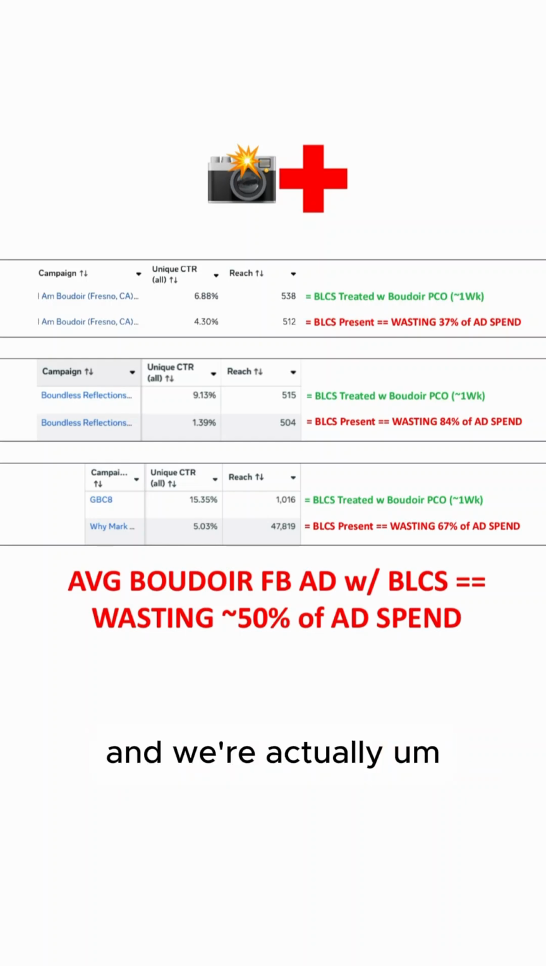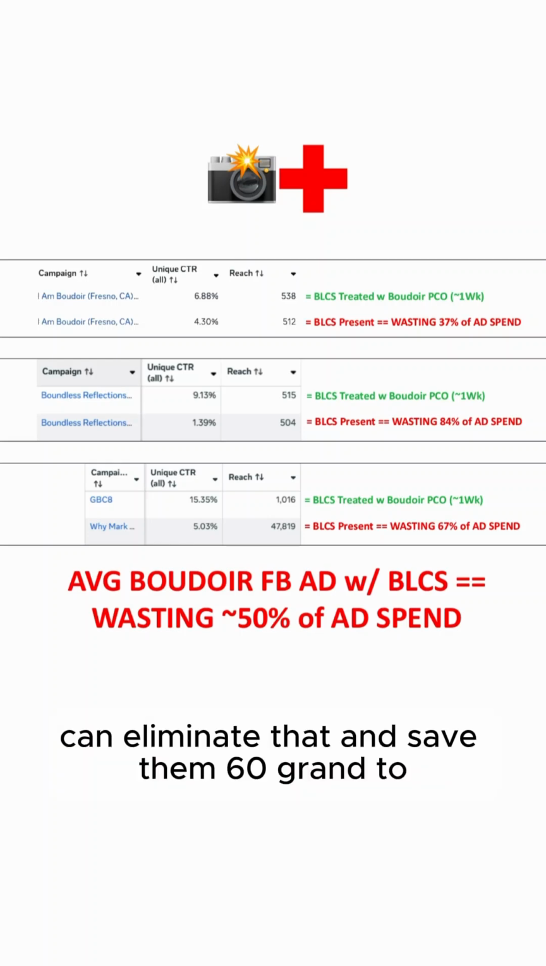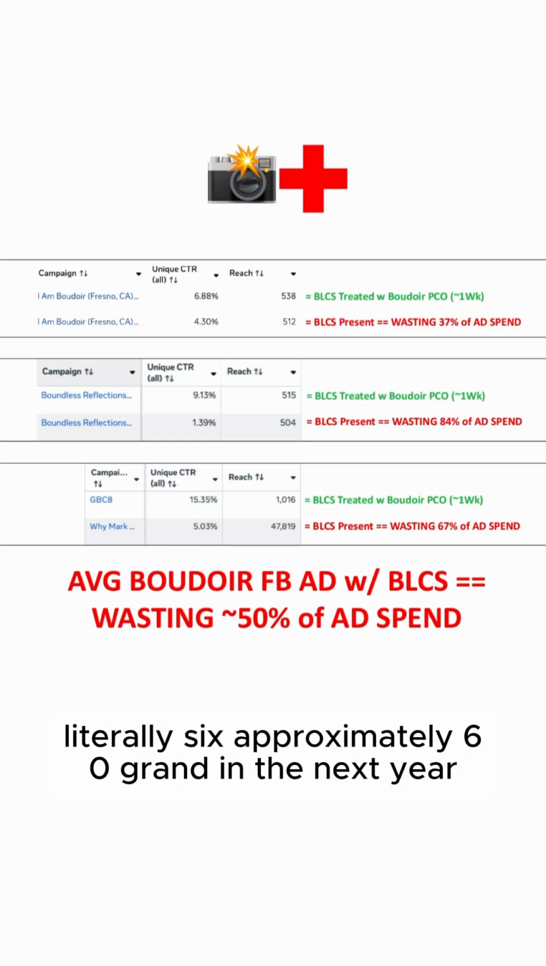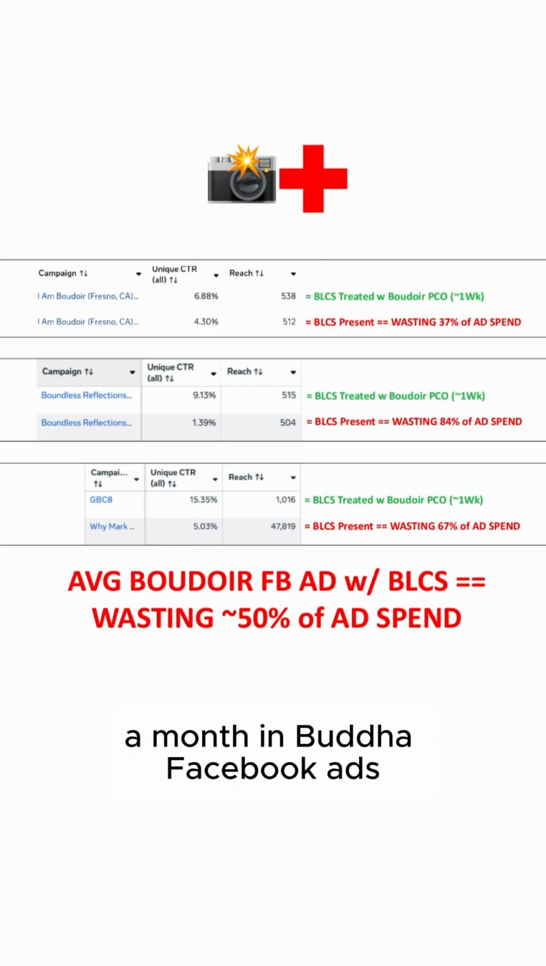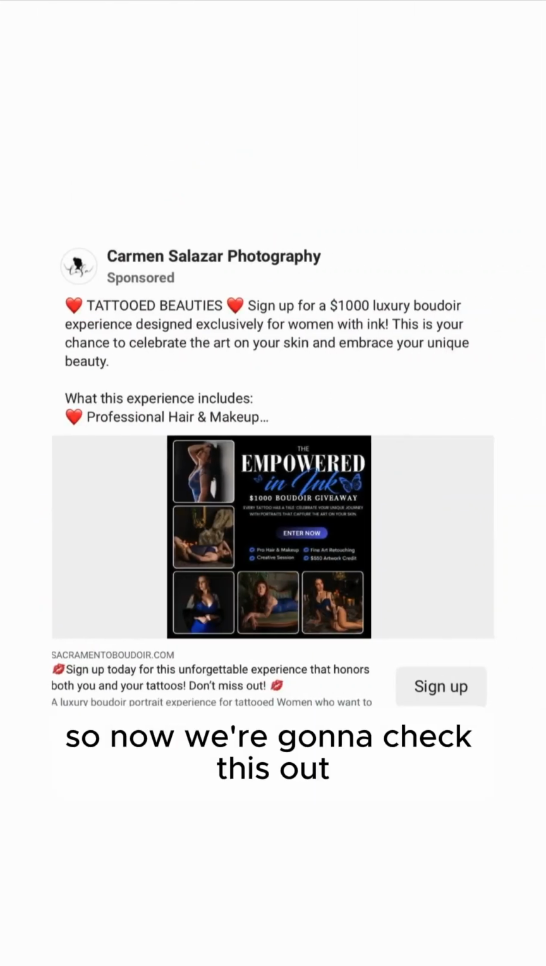And we can eliminate that and save them approximately 60 grand in the next year if they're spending at least 10 grand a month on Boudoir Facebook ads. So now we're going to check this out.